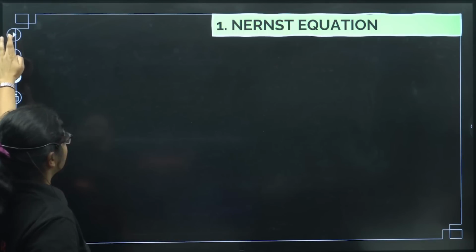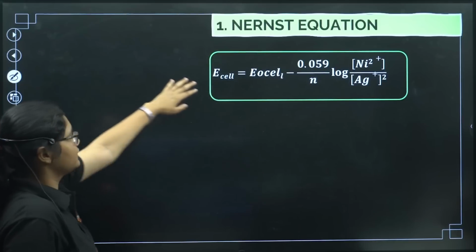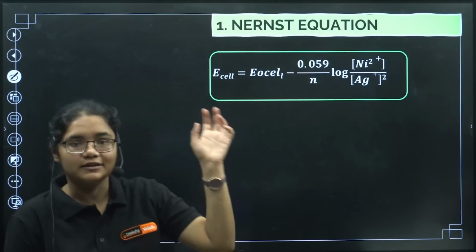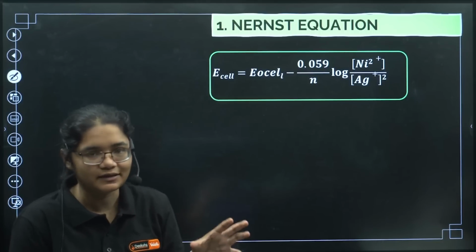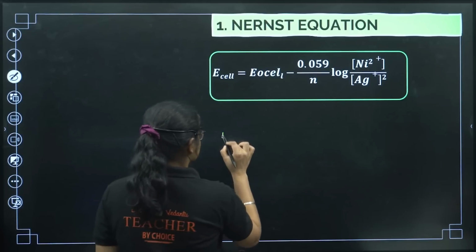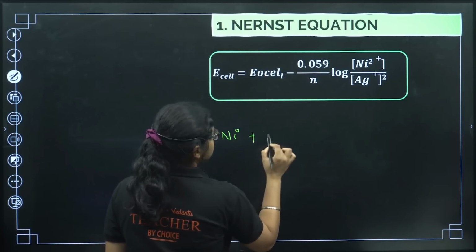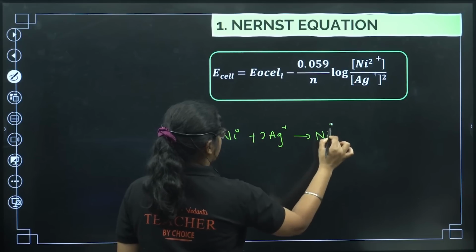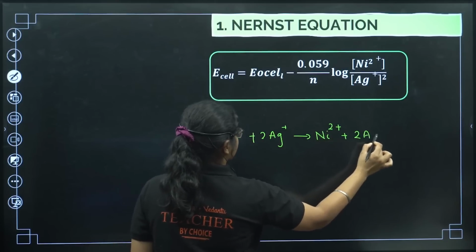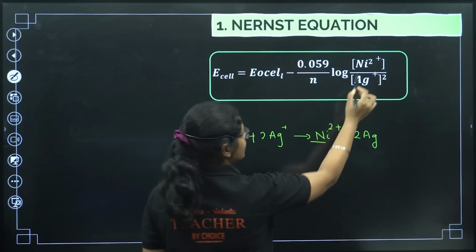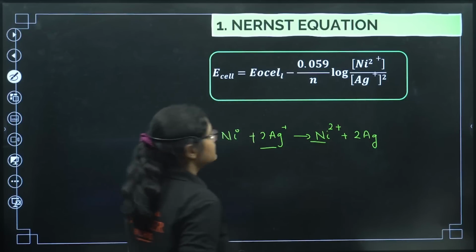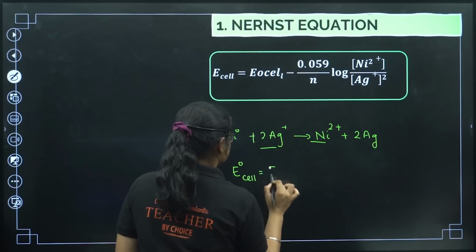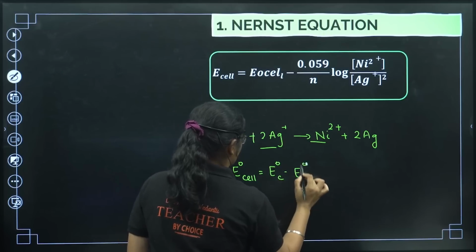Moving forward to electrochemistry, the Nernst equation formula: E equals E naught of the cell minus 0.059 by n log of the product ions divided by the reactant ions. So for example, if I have Ni plus Ag plus gives me Ni2 plus plus 2Ag. Okay, so here the product side, it is Ni2 plus divided by Ag plus square. And what is the value of E naught of the cell? E naught of the cell is equal to E naught of cathode minus E naught of anode.